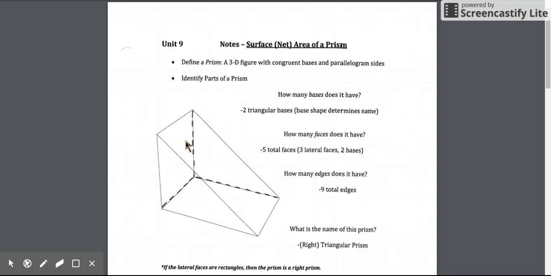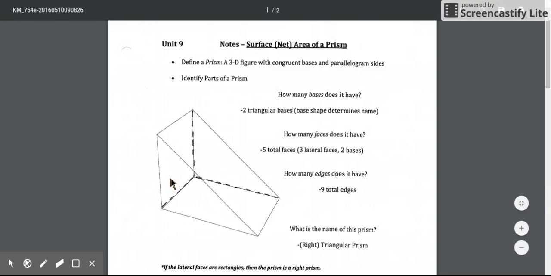Faces are how we describe each of the two-dimensional sides here, so the two-dimensional areas, and there are 5 shapes total here. So we have the 2 base shapes, the triangles, and then we also have 3 rectangles. So those are our parallelogram sides. So that adds up to 5 faces. There will be a difference between the base sides and the non-base sides. We'll talk about that in a minute.